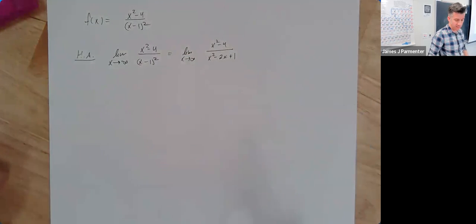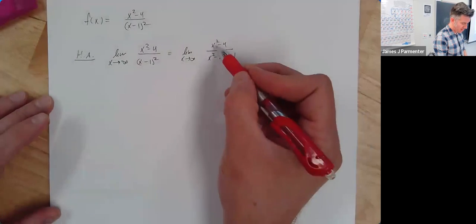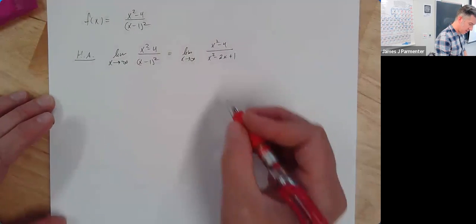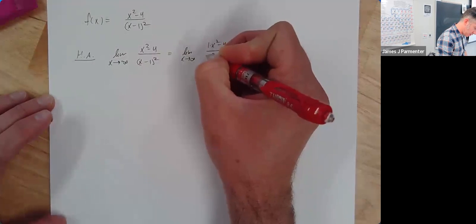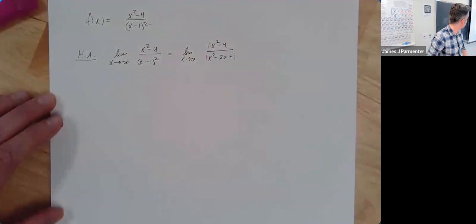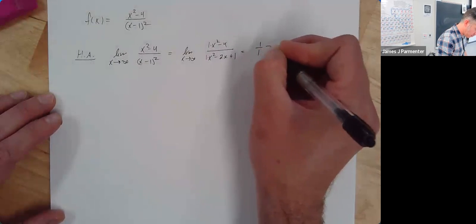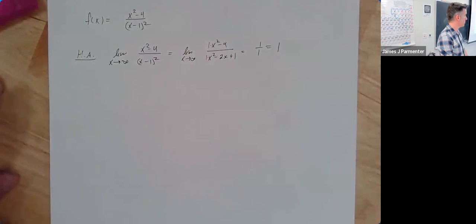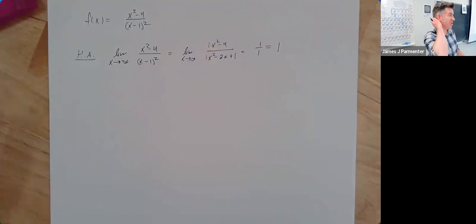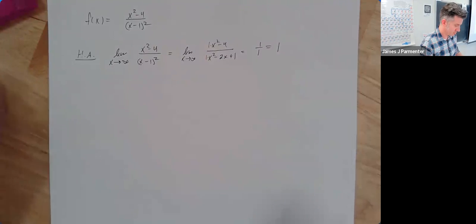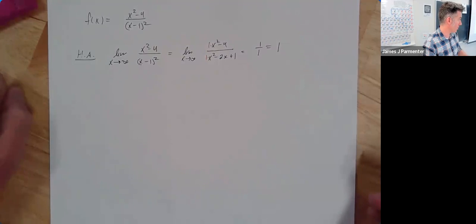Now, if you recall, if the degree on the top and the degree on the bottom are the same, the horizontal asymptote is the quotient of those leading coefficients, which is going to equal 1 over 1. So if the degree on top and the degree on the bottom are the same, just take the coefficients of your highest powers in each part and take that fraction. Well, that's kind of it as far as the asymptotes go.